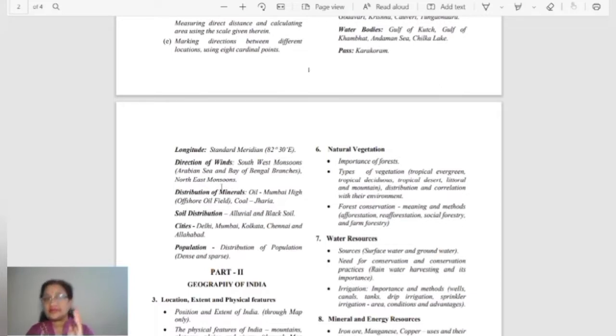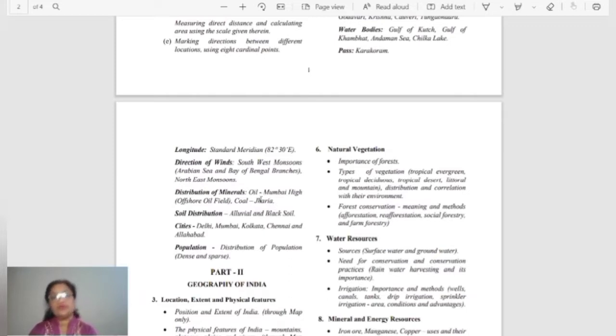Earlier there were 4 places related to this particular topic. There was Mumbai High earlier and another one related to the oil field, it was Digboy. Out of these two, now only one oil field we have to mark, that is the offshore oil field, only one, that is Mumbai High. That is one thing we have to mark, and another one is Jharia. That is the coal field which we need to mark here.